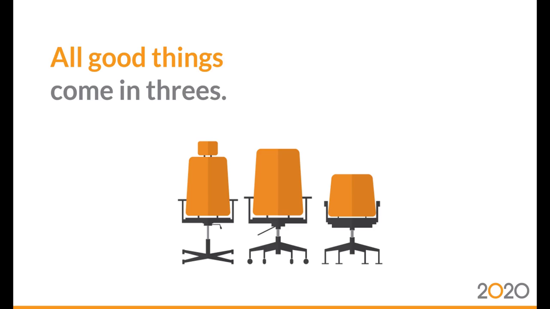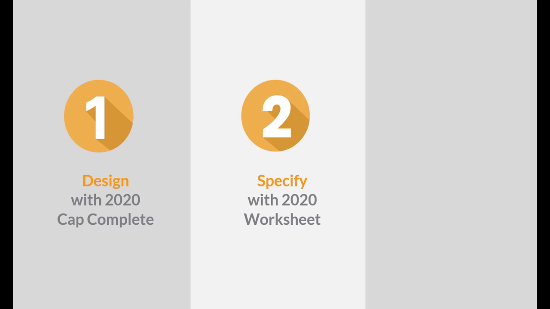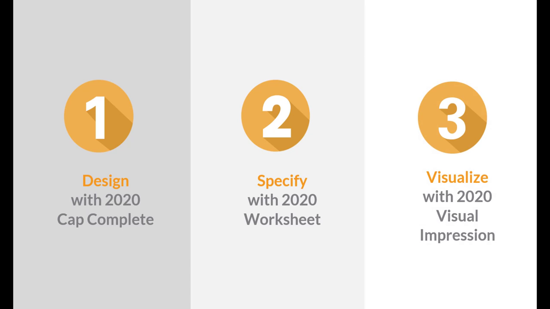And of course, we all know that good things come in threes. So today's objectives are really broken into 3 steps. First, we'll design our plan with 2020 CAP complete. Second, we'll come back and then specify the details of those products that we've designed in 2020 Worksheet. And then finally, let's take a look at it. We want to visualize it in 2020 Visual Impression.